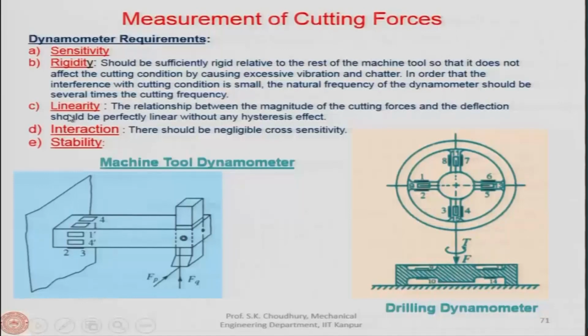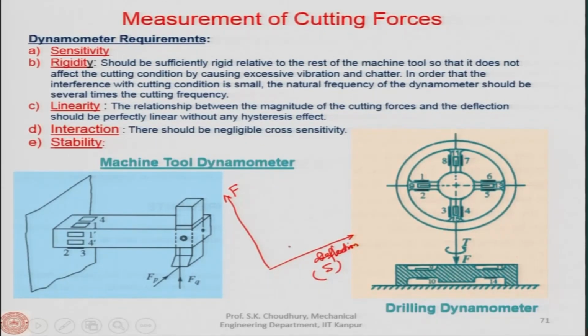Third requirement is the linearity, and the linearity is the relationship between the magnitude of the cutting forces and the deflection. That should be perfectly linear without any hysteresis effect. So, what is said is that the curve, which is very important, that in this axis suppose we have cutting force, either it can be Fc or Ft or whatever, and this is let us say deflection here in this x axis, deflection is let us say delta.